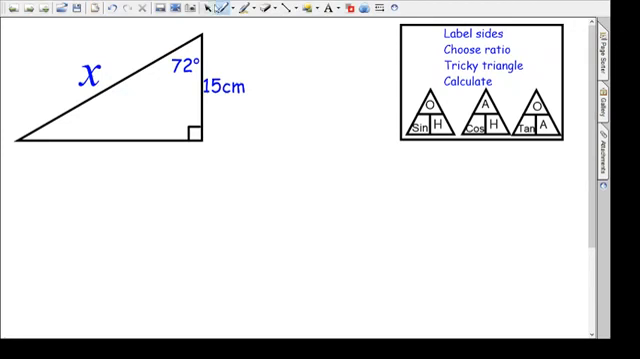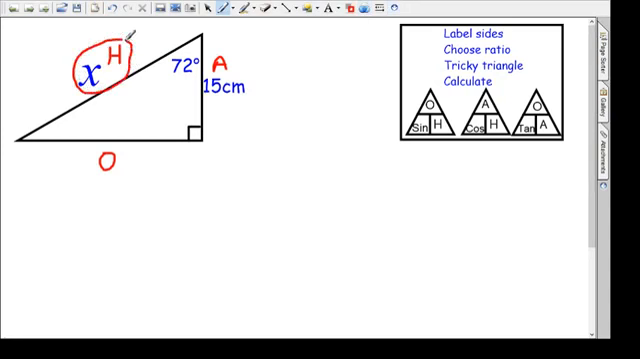Okay, let's speed up. Let's do it a little bit quicker. So we're going to label the sides. H is the long one, opposite the right angle. O, opposite the angle. So we're looking at the angle opposite. Adjacent is the other one. That's label sides, done. Let's choose the ratio.